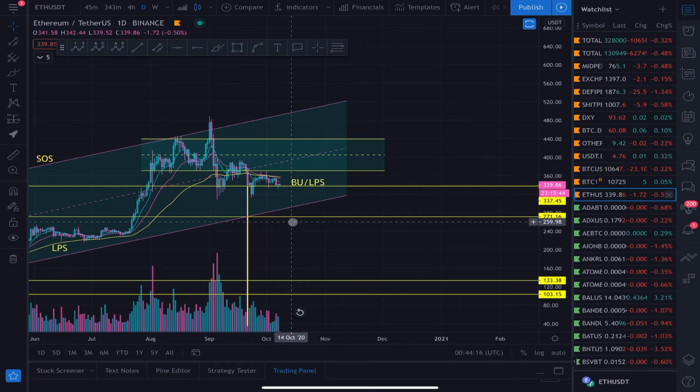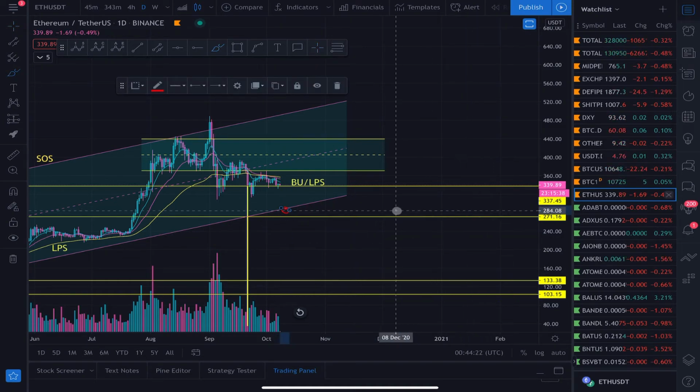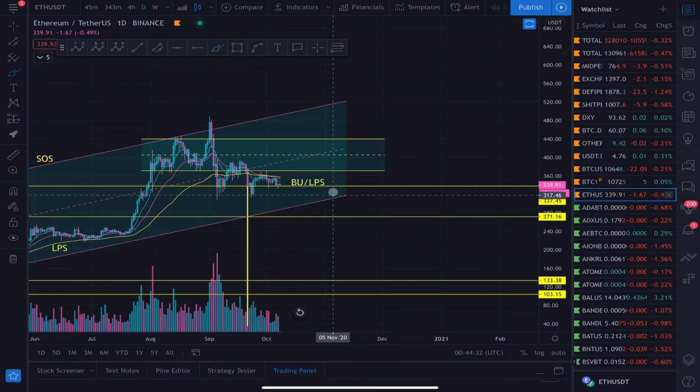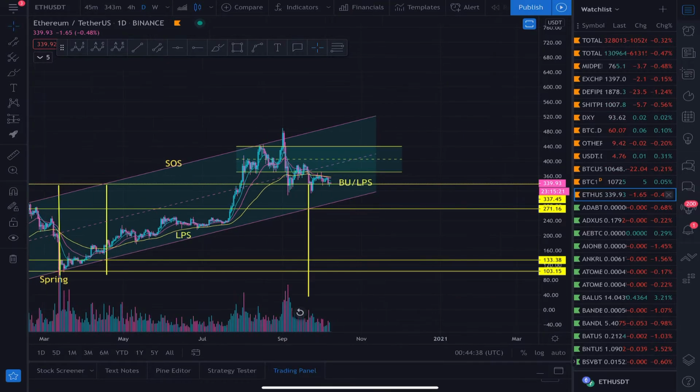This could mean that we can make a move down to this lower end here, somewhere in this area, potentially down at about 285. If this area doesn't hold, I could see us coming right back down to 235, 240 area down in there. If that happens, I'm going to be buying because I am very bullish on Ethereum. I think that Ethereum is basically setting up the framework for the future of finance.